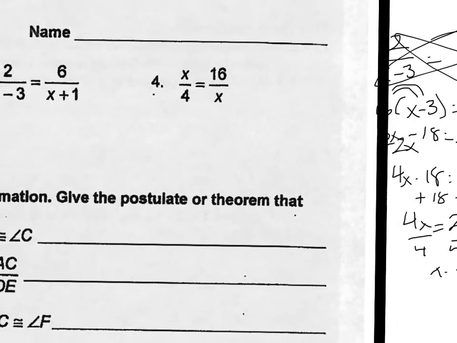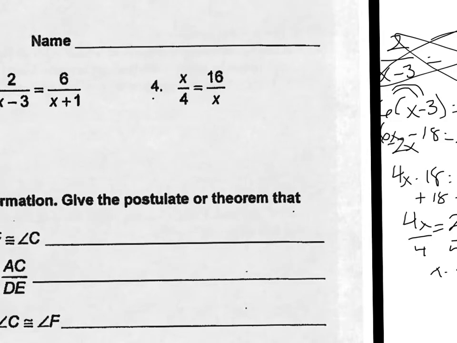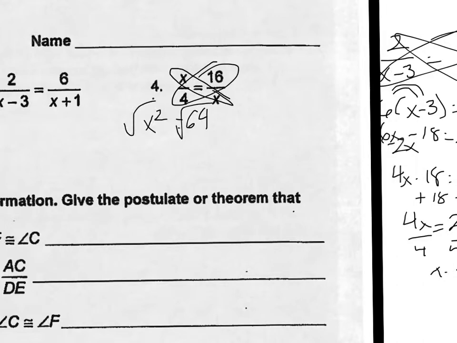Okay, question 4, I know it looks as simple as question 1 and 2, but what you'll see is, watch what happens when I get x times x. I get this x squared, and then 16 times 4 gives me 64. And now I have to square root both sides because that's what happens when you undo a square. You have to square root both sides. And whenever I square root, I get a positive or negative 8.